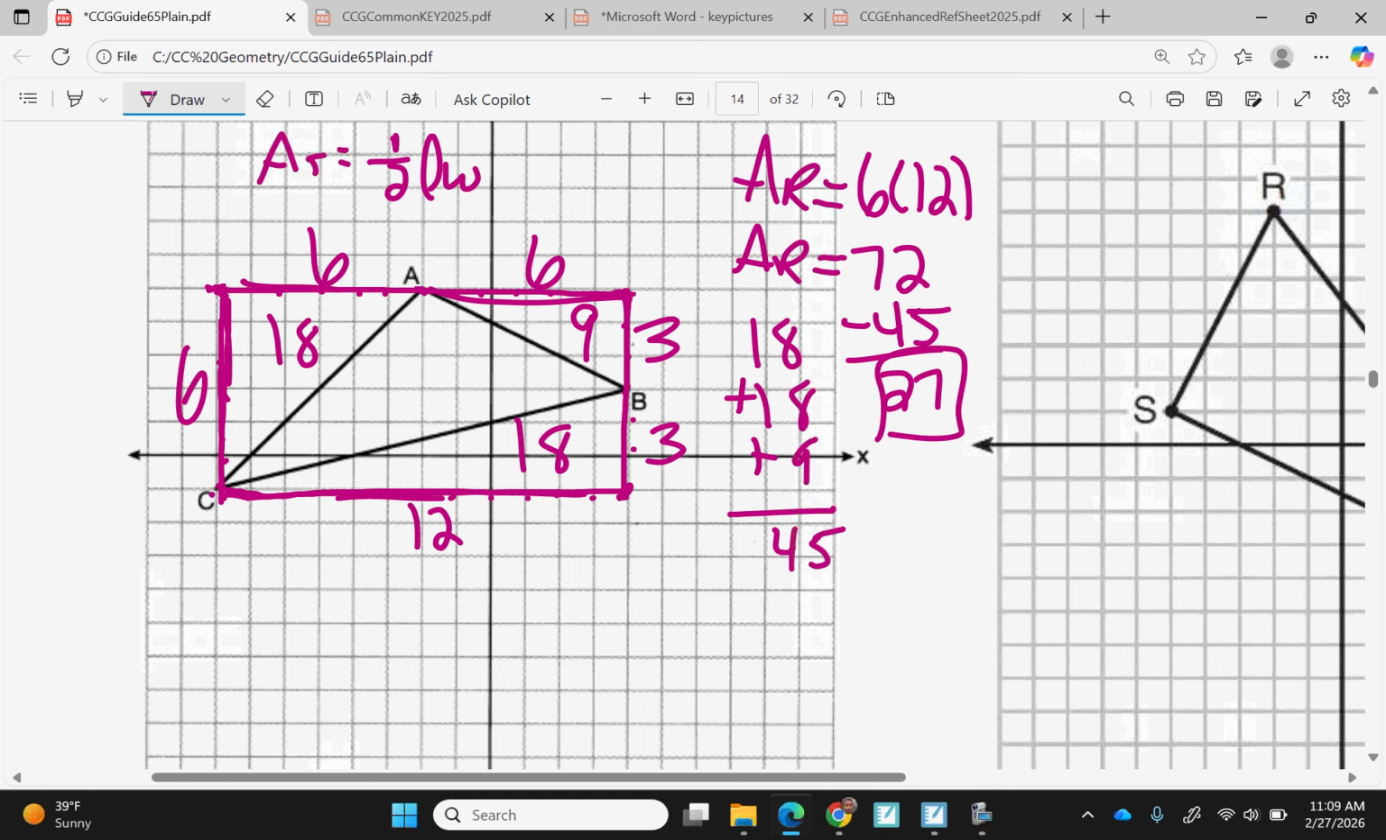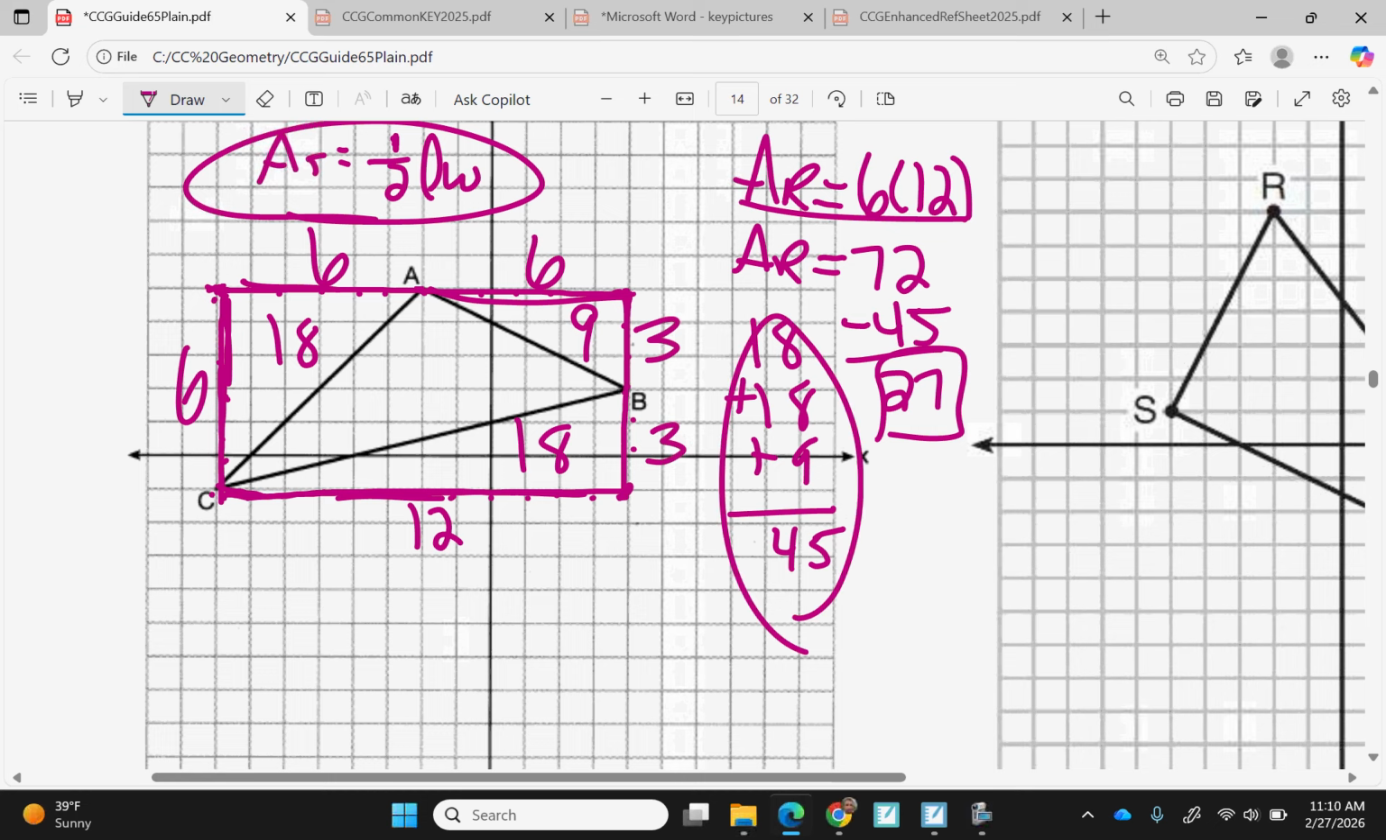So build a box around the shape. Find the area of the rectangle, length times width. Find the area of each of the triangles, half length times width. Add them together, subtract from the rectangle.